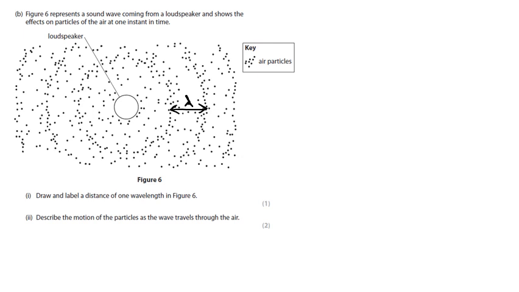Describe the motion of the particles as the wave travels through the air. They move back and forth. And they move about a mean position. Okay, so the particles are just moving to and fro in the air as the wave travels.